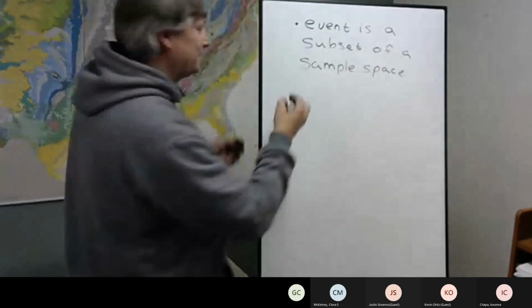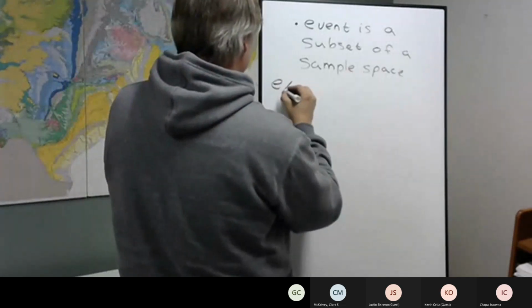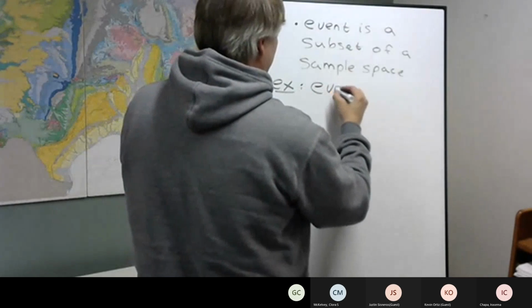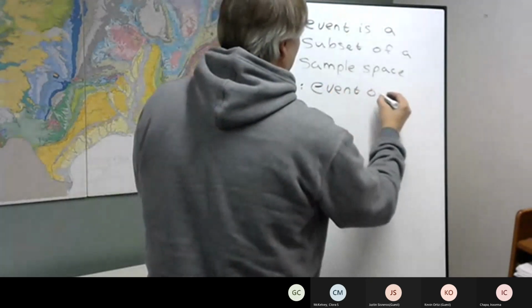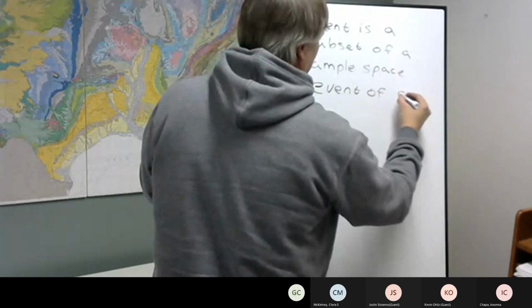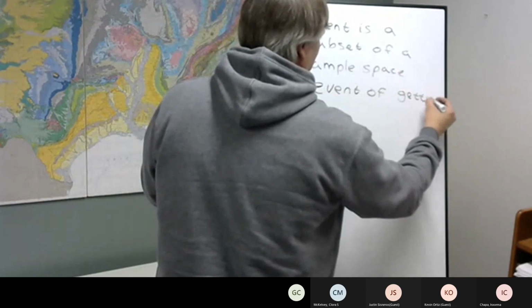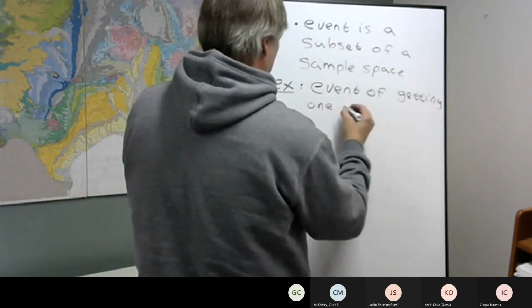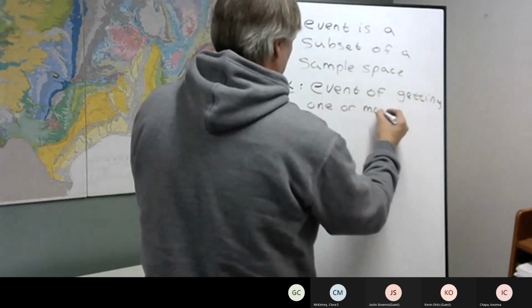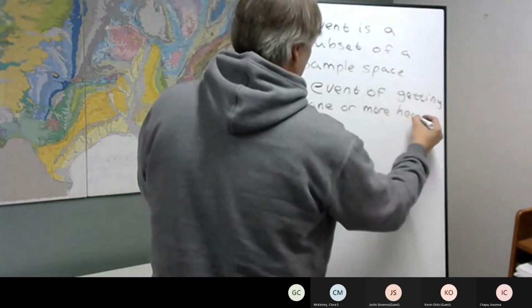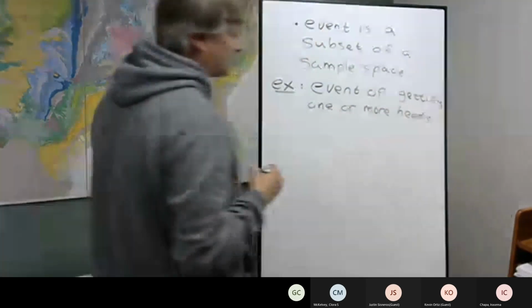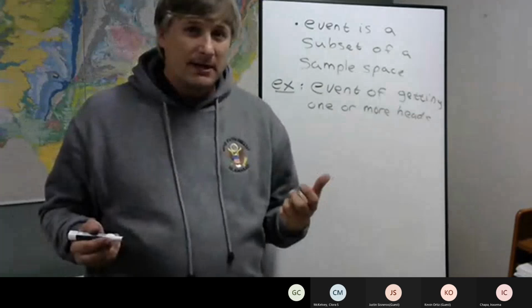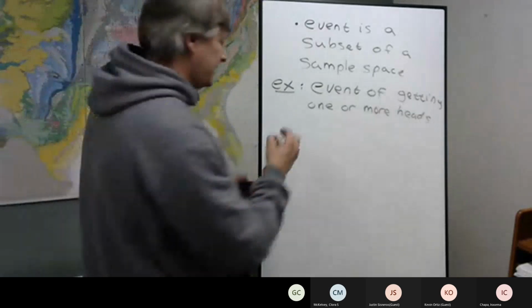So let me give you an example. Let's go back to tossing our coin twice. So what's the event of getting one head? Now, let me bring back that sample space.